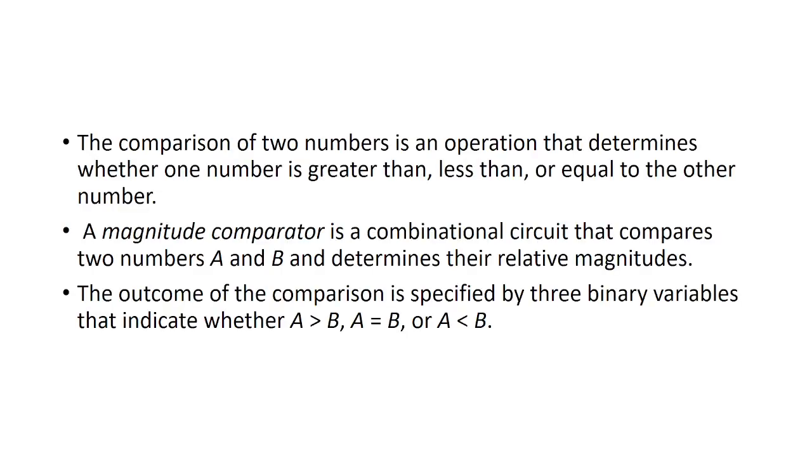I am going to design a combinational circuit which will perform the comparison between two 4-bit numbers. The outputs I am going to get from this device are greater than, less than, and equal to. These are the three outputs: A greater than B, A equal to B, and A less than B.